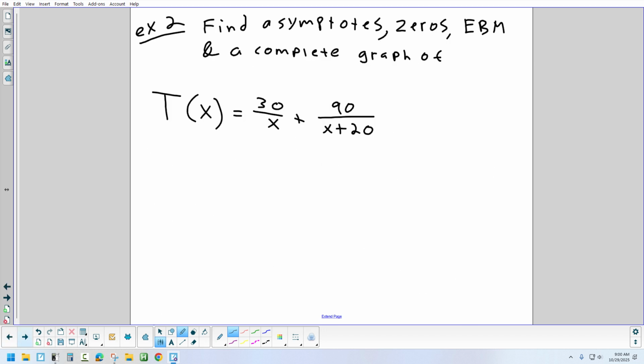So they want us to find some asymptotes, the roots, the EBM, and a sketch on the calculator. Well, for some of that, we do want this combined together. In order to add two fractions up, you need to make sure you have what? Yep. Common denominator. And what would my common denominator be in this case? Yep. X.